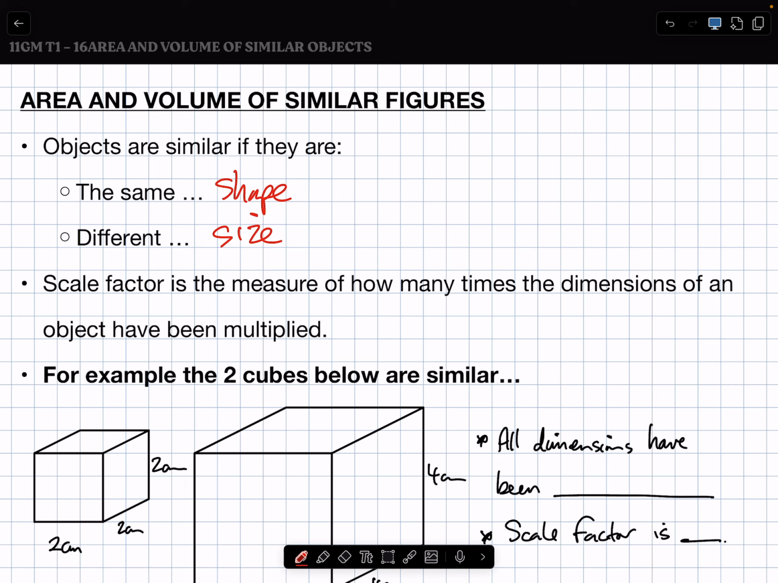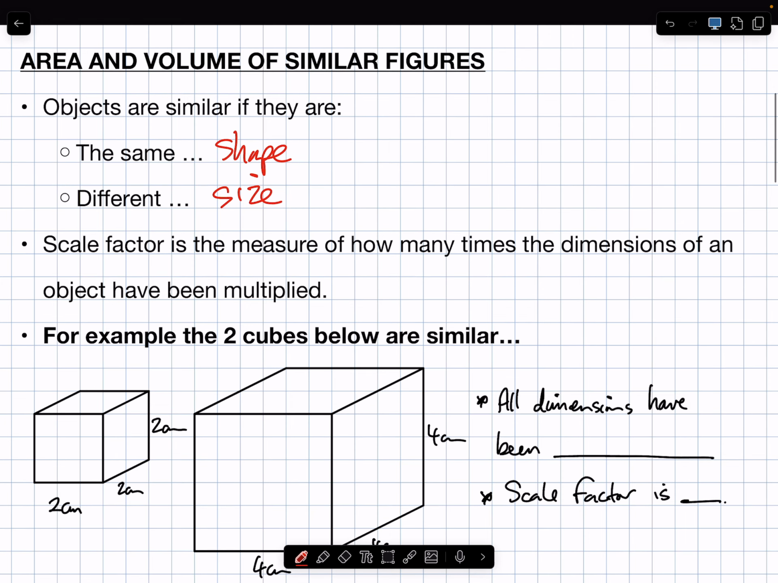I see a lot of people copying. That's nice, but it's in black. You don't need to get that. I'm just reminding you what similar is.